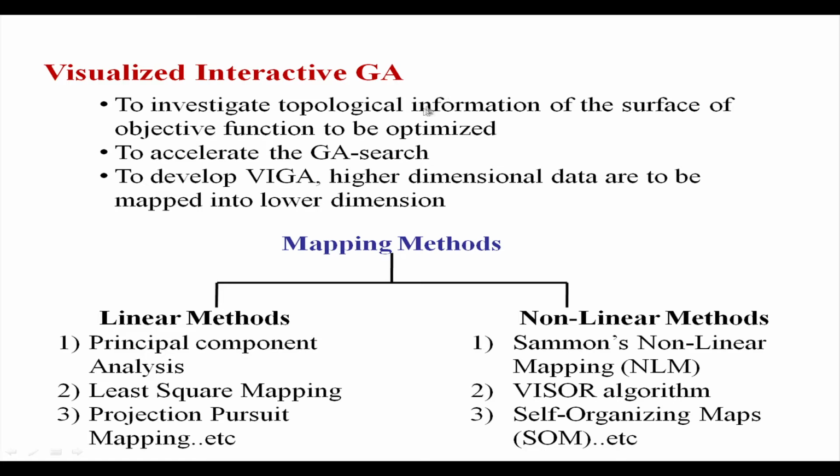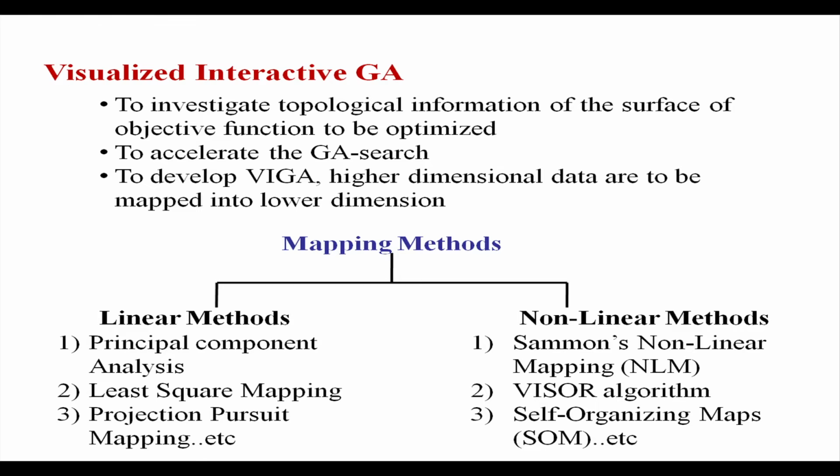Now, to develop this VIGA, higher dimensional data are to be mapped into lower dimension. As I told, for the purpose of visualization, you will have to map the higher dimensional data to 2D or 3D, and once you have mapped the data to 2D or 3D, now you can visualize. You can approximately see the surface of the objective function, and now you can decide in which direction you should move by how much. Okay.